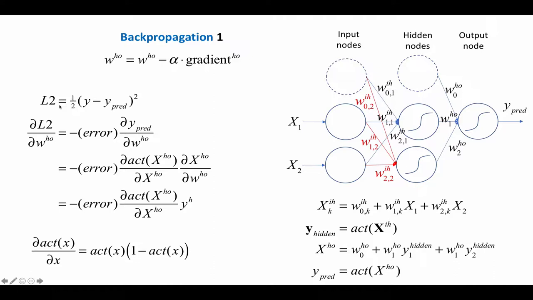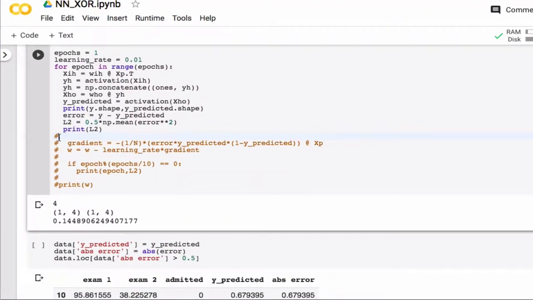So the first thing I can do is calculate the gradient that I need to update these weights, right? So I need the gradient for the hidden output. That's the derivative here. That's exactly like before. The only difference is before I had x hidden here and now I have y hidden. So let's do that.